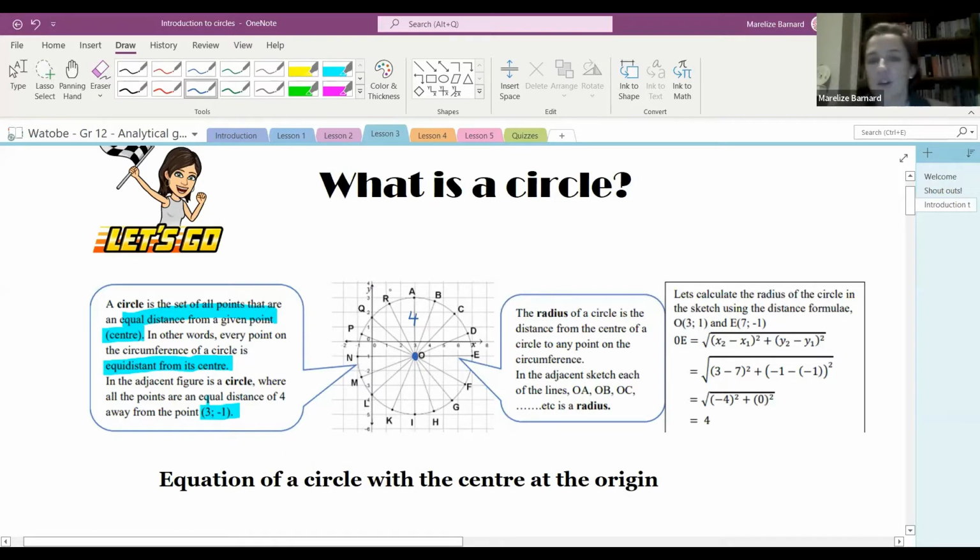Okay, so that's just some of the basic ideas around a circle: it is a set of points that's equidistant from the center, and the center has coordinates, and we can find those coordinates, and we can also find the distance that those points are from the center, which we call the radius. So we can calculate the radius using the distance formula, which we revised just a few lessons ago.